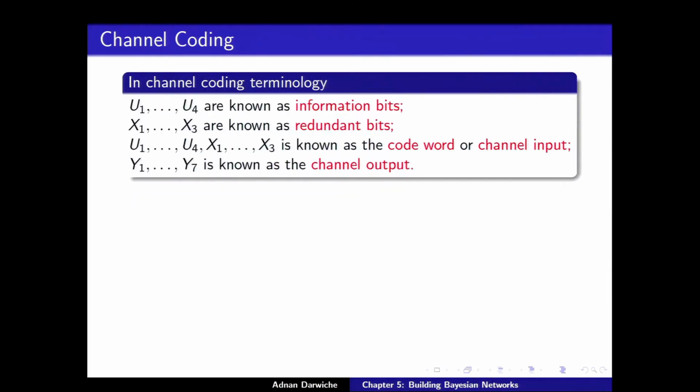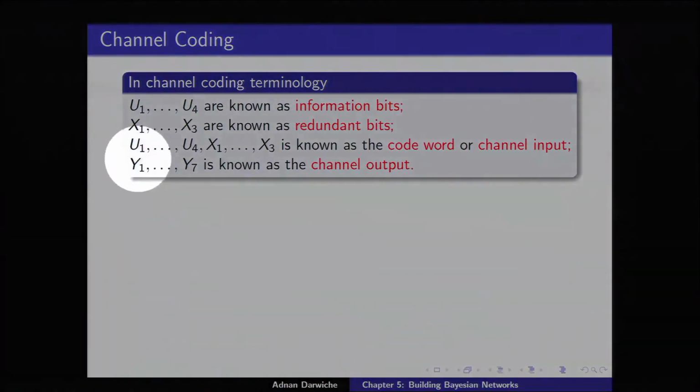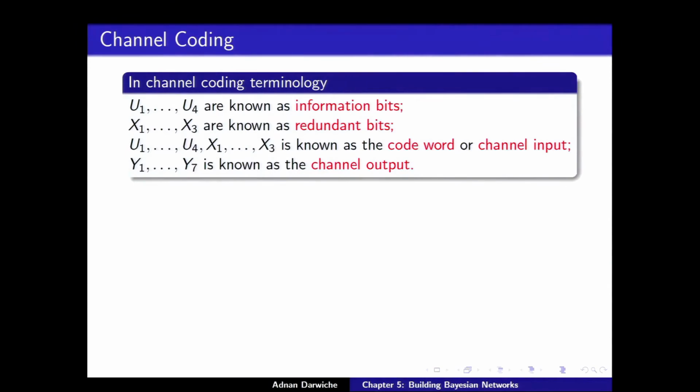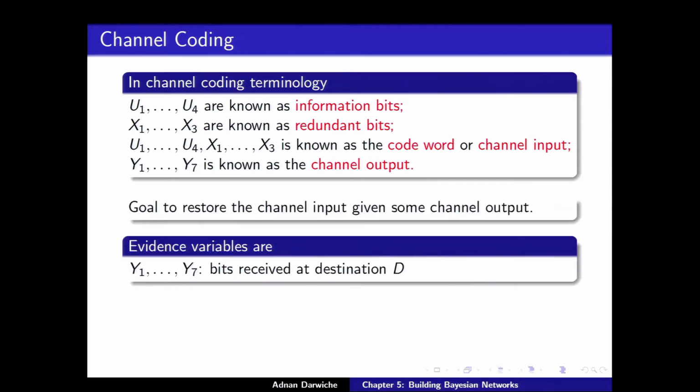Just to be clear on terminology, in this particular case, this is channel coding terminology. The U1 through U4 are called information bits. These guys are called the redundant bits. When I put them together, I get the code word, or what people call the channel input. And then Y1 through Y7 are the channel output. So what are the evidence variables in this case? The Y1 through Y7. And the query variables are the U1 through U4. Well, you may consider X1 through X3 as well, and so on.